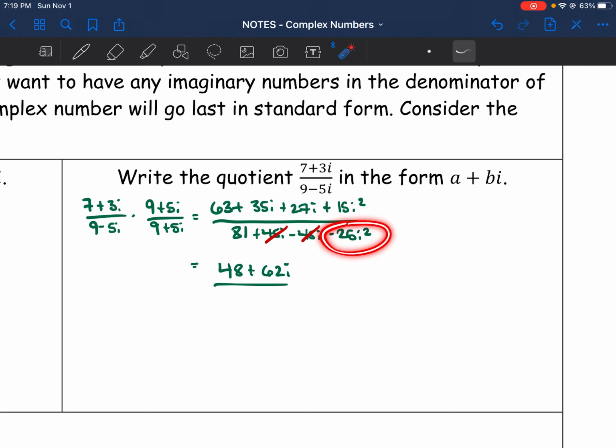Same deal here. Negative 25i squared. Well, we know i squared is negative 1. Negative 1 times negative 25 is positive 25. So we have 81 plus 25, which is 106. And now let's go ahead and separate the fraction. We again want 48 over 106 plus 62 over 106i.